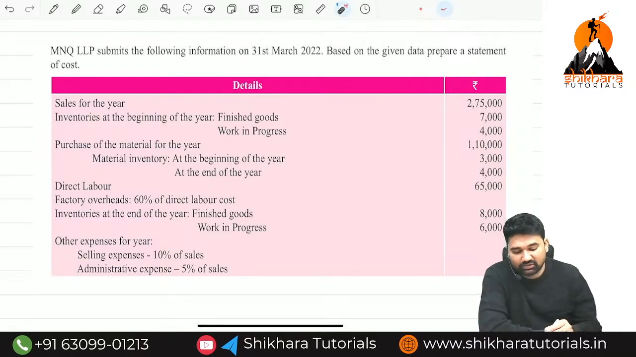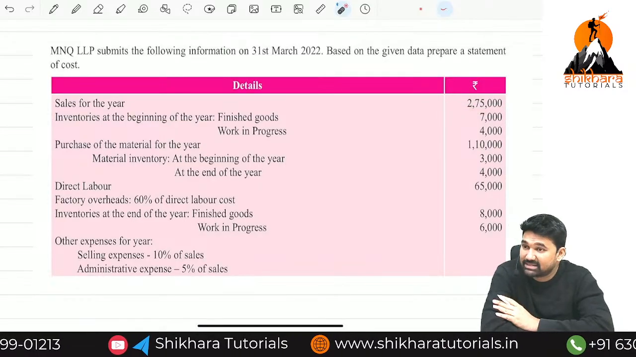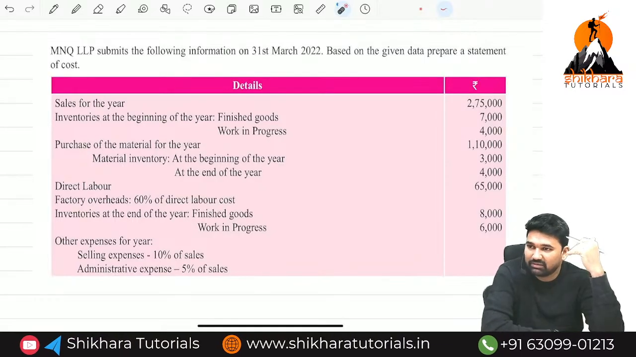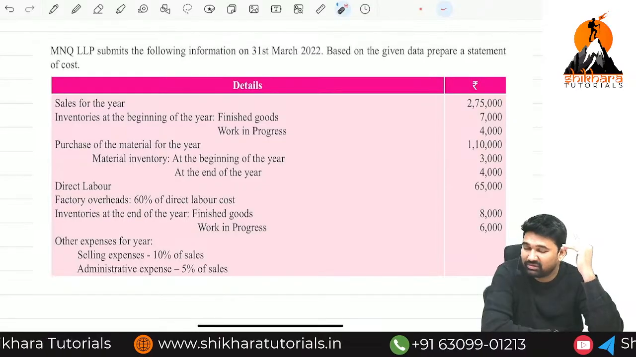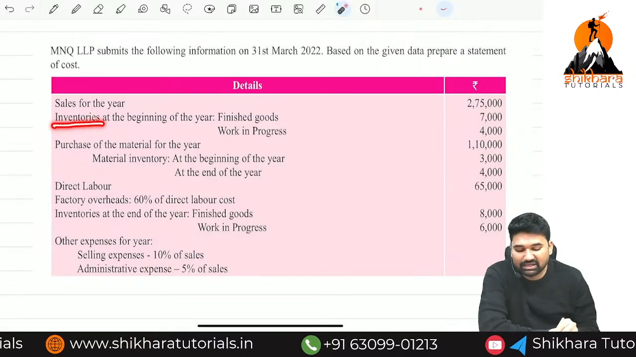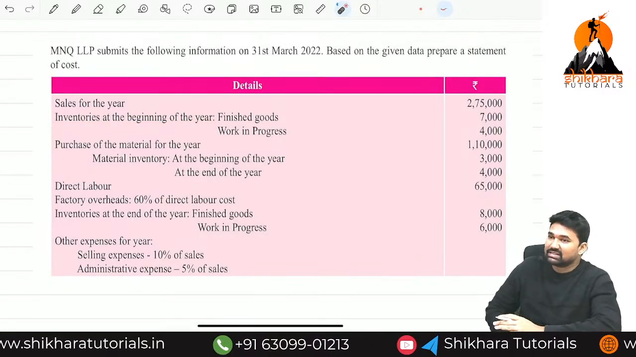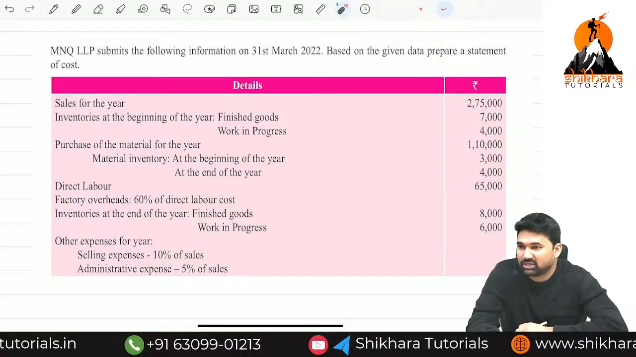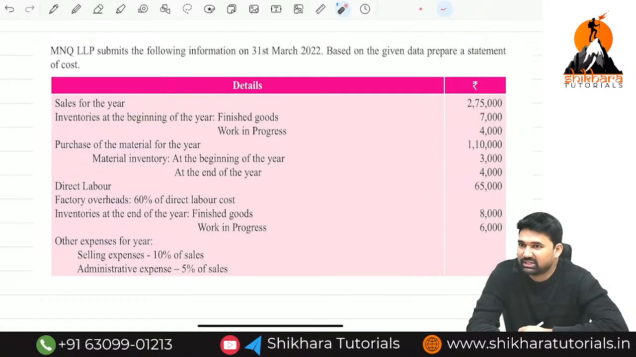First of all, sales has been given. Sales has been given means the ultimate result we arrived at, but he might ask for profit and all. So first of all, we will start reading the problem. First one, inventories at the beginning of the year. Beginning of the year means opening stock. So what kind of inventories has been given? Finished goods and work in progress. Both finished goods and work in progress we are going to use in our cost sheet.